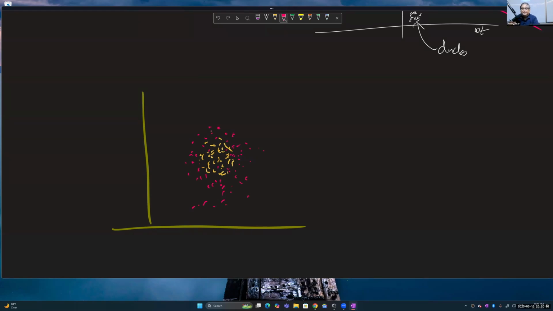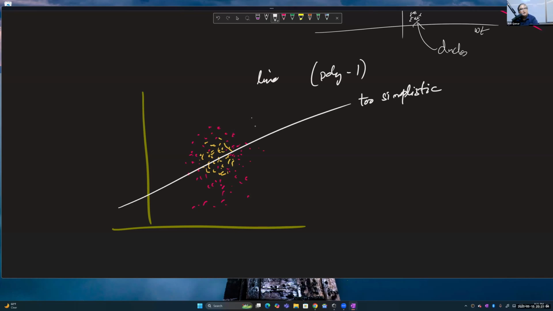Suppose I made a model, I'll take multiple colored models now. I'll take a white model, which is a polynomial of degree 1, namely a line, right? Which says this is the decision boundary. Anything above it is pink, anything below it is yellow. Would you be impressed with this model of reality? You wouldn't be too impressed. It is too simplistic. Ground truth is a bit more complex, isn't it?